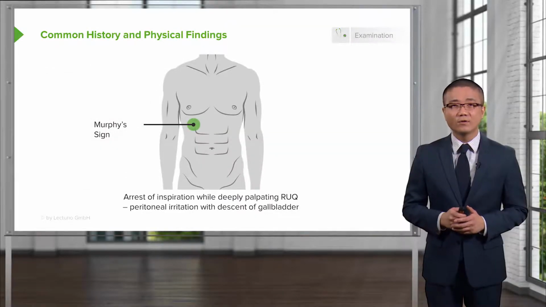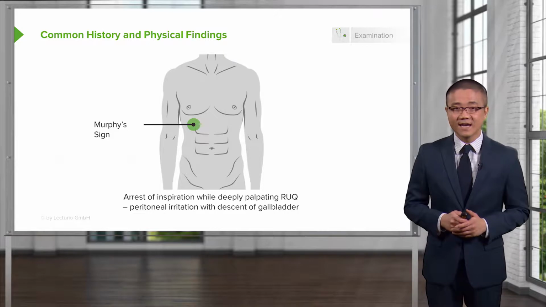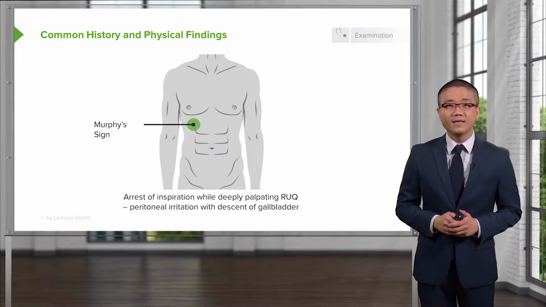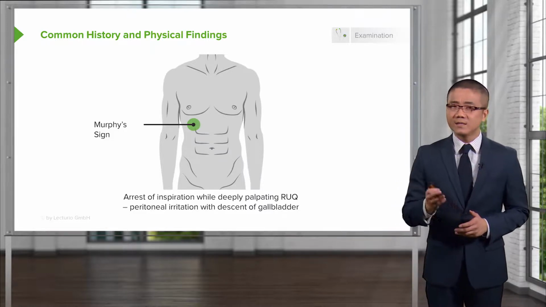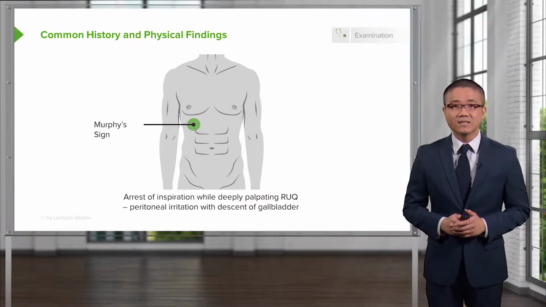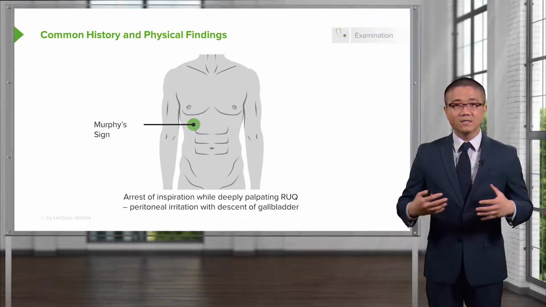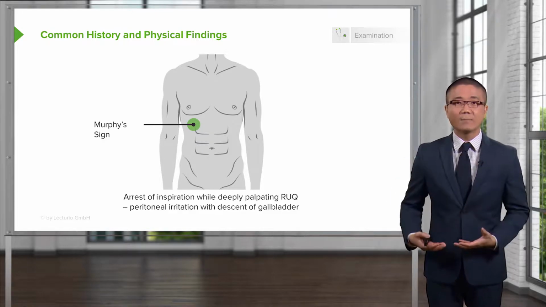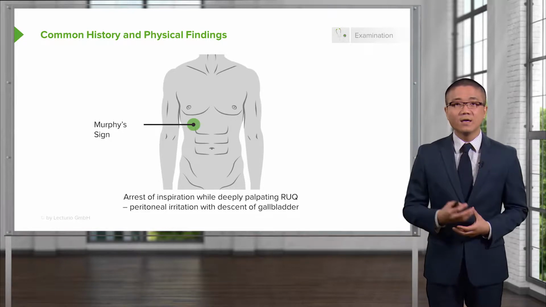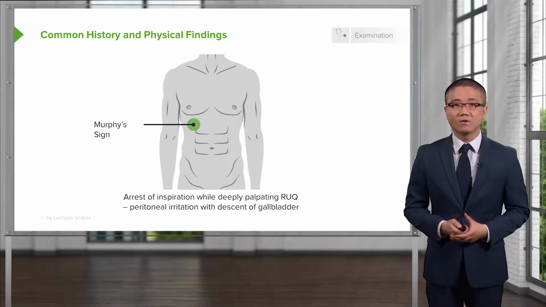Common physical findings include a Murphy sign. A technical definition of Murphy sign is an arrest of inspiration while deeply palpating the right upper quadrant. This is suggestive of peritoneal irritation with the descent of the gallbladder. As the patient inspires, the diaphragm drops down on the right side. Dropping of the diaphragm stretches the peritoneum and causes the pain when there's an infection of the gallbladder.